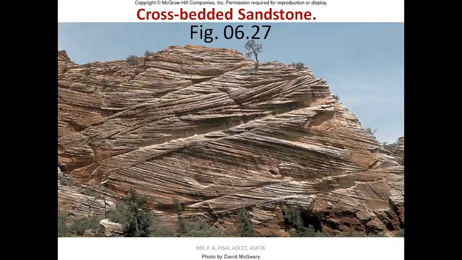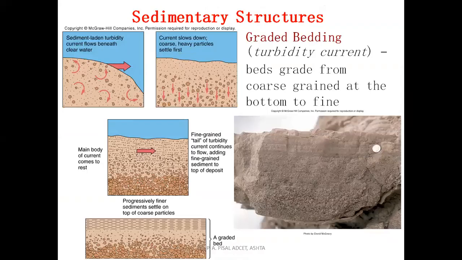So at the end we have seen the cross-bedding structure. Now we move further. The next structure in the sedimentary rock is the graded bedding structure.